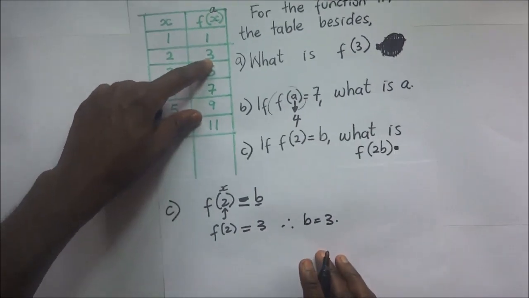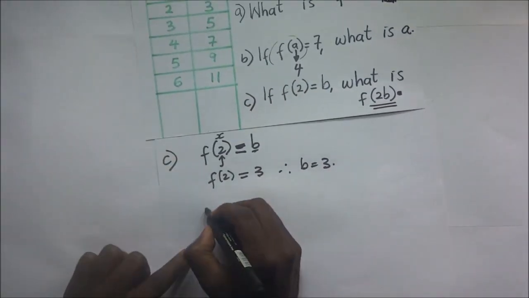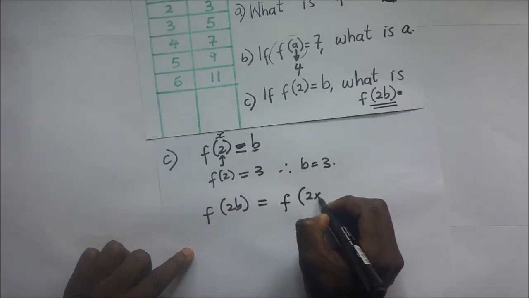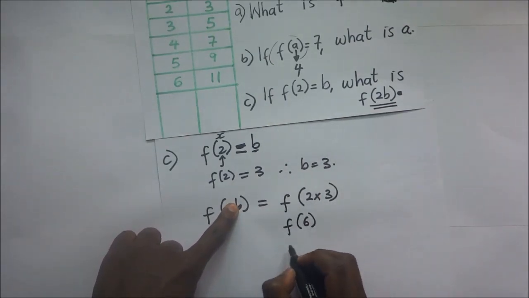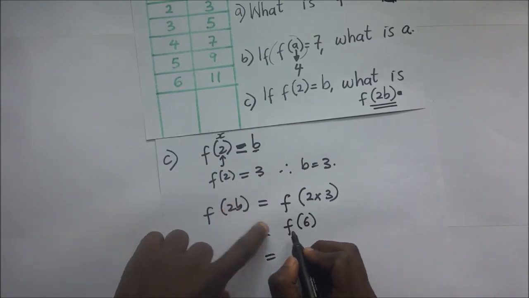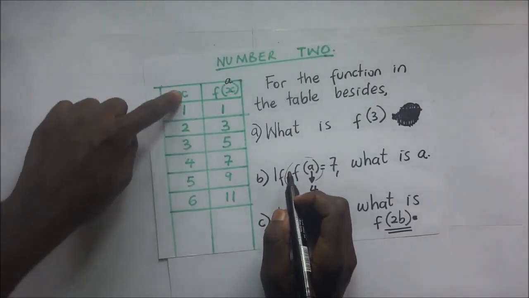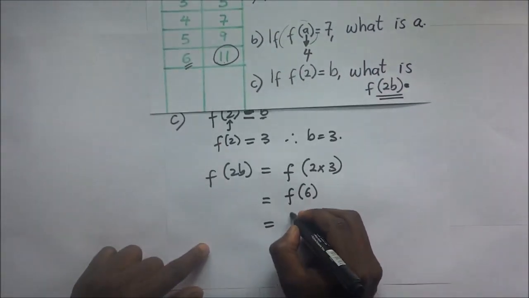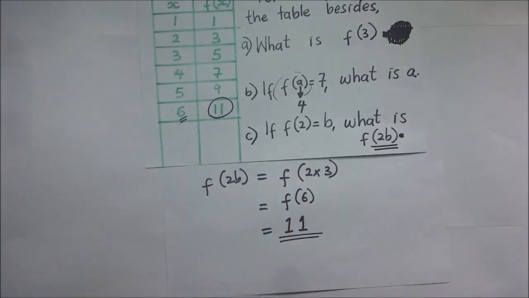Now that we know that our value of b is 3, we can go ahead and find f of 2b. It becomes f of 2 times our value of b, which is 3. In this case it's going to be f of 6. So what is the function when the value of x is 6? The value is 11. So our f of 2b is 11. Number 2 ends like that.